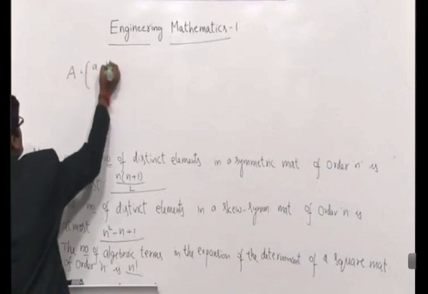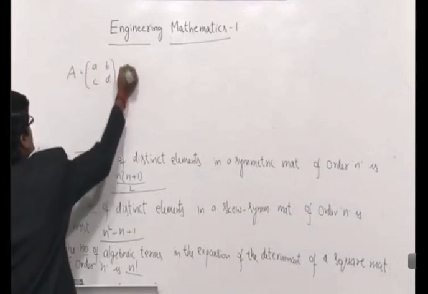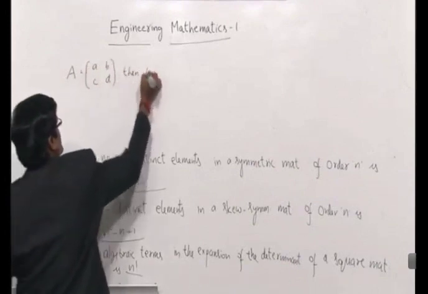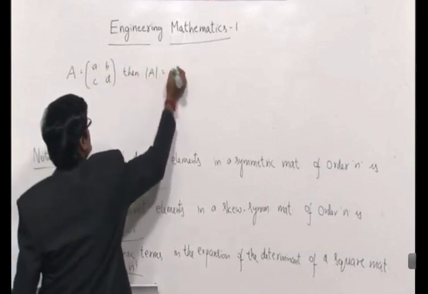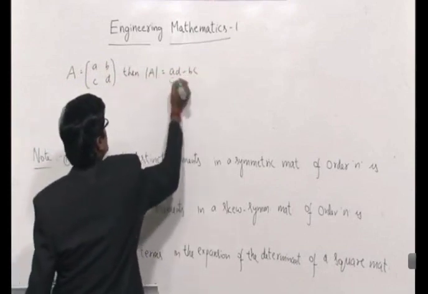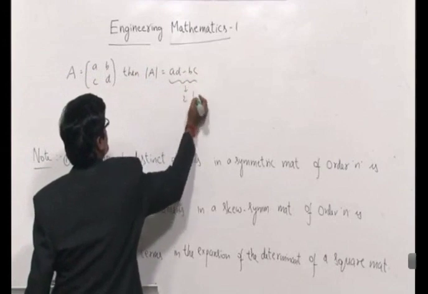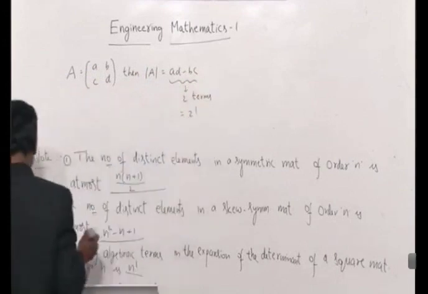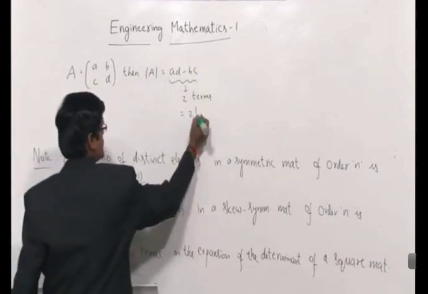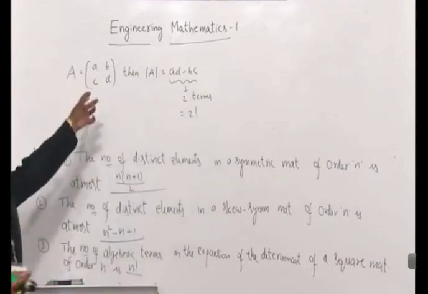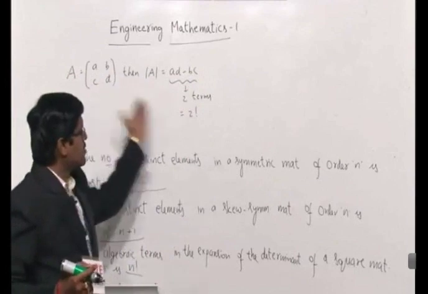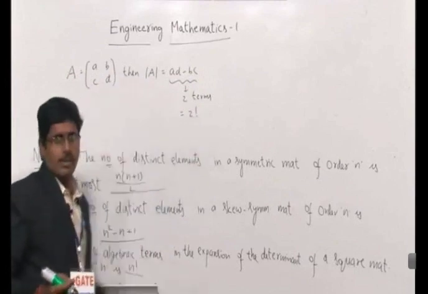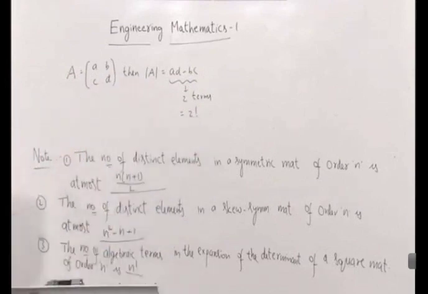A is equal to the matrix with rows A, B and C, D. Then what is determinant A? AD minus BC. That gives 2 terms, that is 2 factorial. Similarly, in the 3 by 3 general determinant expansion, which gives 6 terms, 3 factorial. Like that. You verify this one.